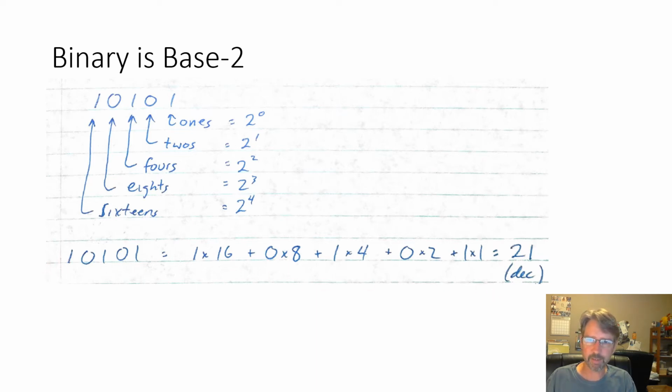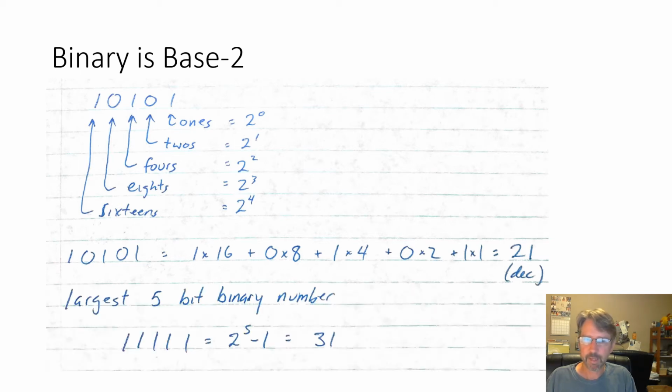This is a 5-bit number, 5 binary digits. And the largest number we can get with a 5-bit number would be all ones, 5 ones, and that is 2 to the 5 minus 1. So the same kind of pattern as the base 10, and that's 31 as a decimal number. So with 5 bits, you can count from 0 to 31.